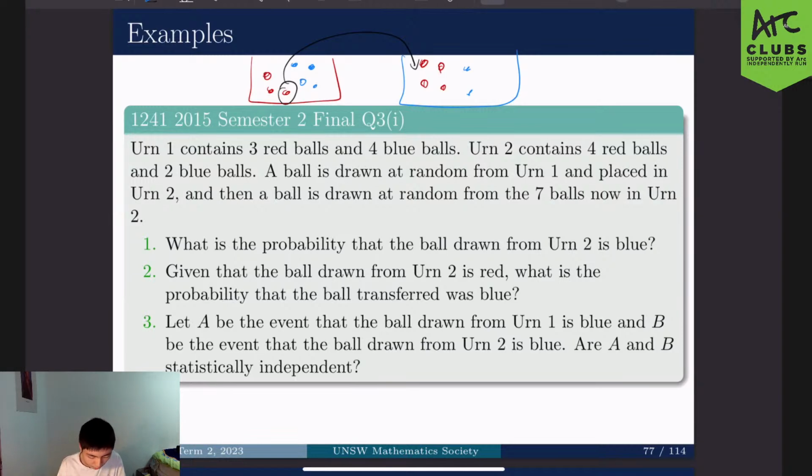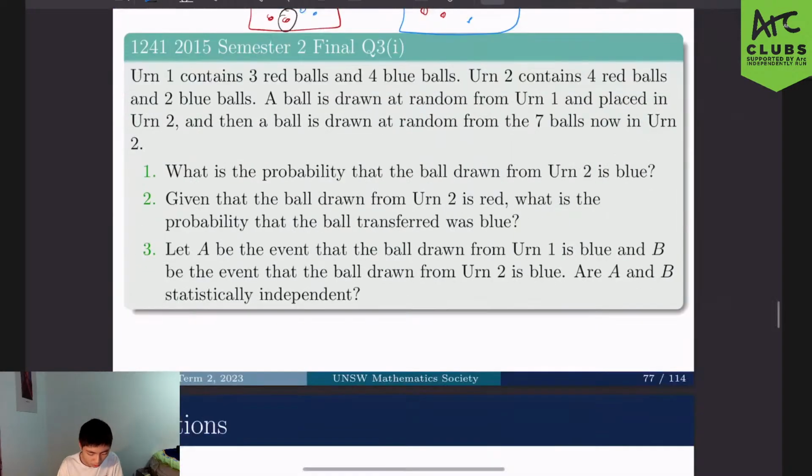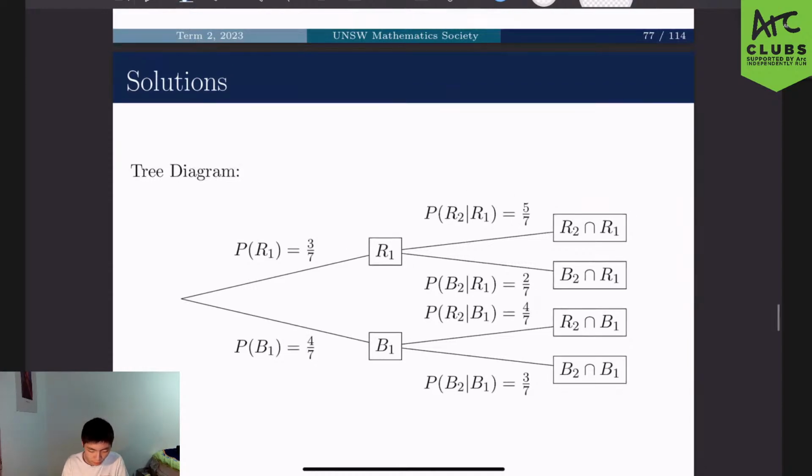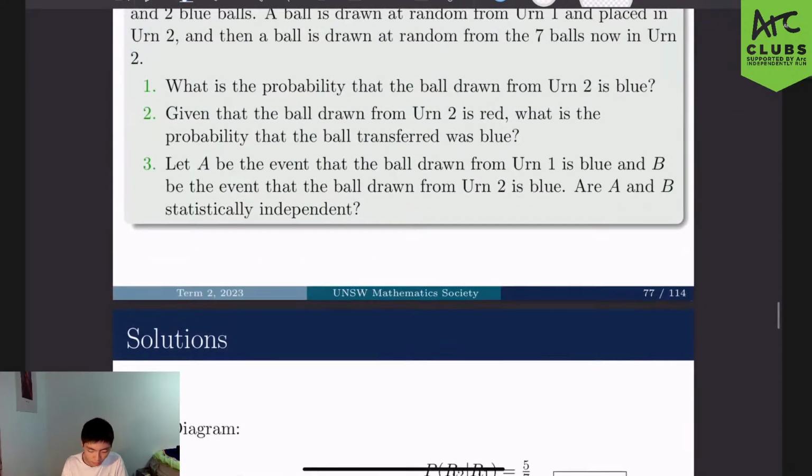Okay, so what we're looking for is firstly the probability that the ball drawn from the second urn is blue. How we will deal with this is to firstly draw a tree diagram, as usual, right? So if we let R1 be the probability that you draw the red one first, and R2 be the probability that you draw the red one second, and then B is for blue, right? So B1 is blue from the first urn, and B2 is blue from the second urn. We have a probability tree diagram here, and we are able to find what we want. So we want to have the probability that the blue ball is from urn 2.